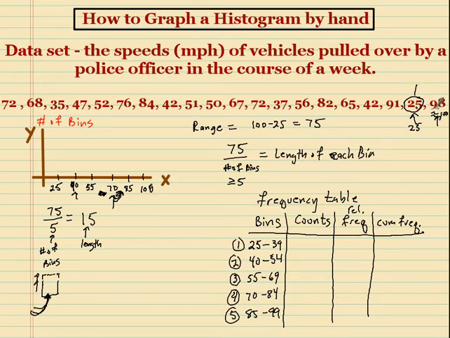I'm looking for numbers from 25 to 39. 25 to 39. 25 to 39. So I found 3 there. Okay, and what I'll do is I'm going to cross these out.